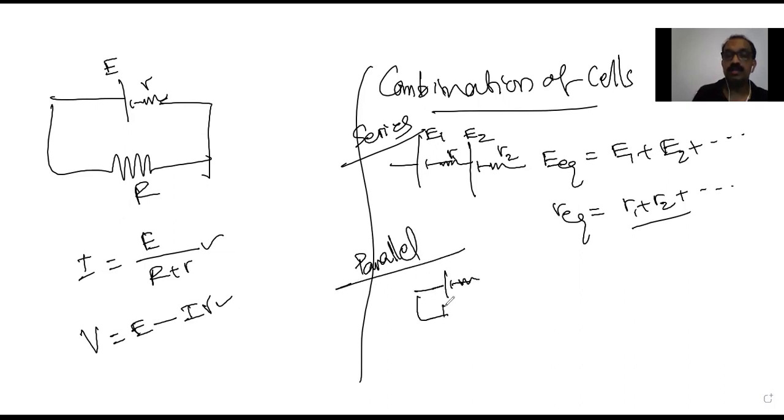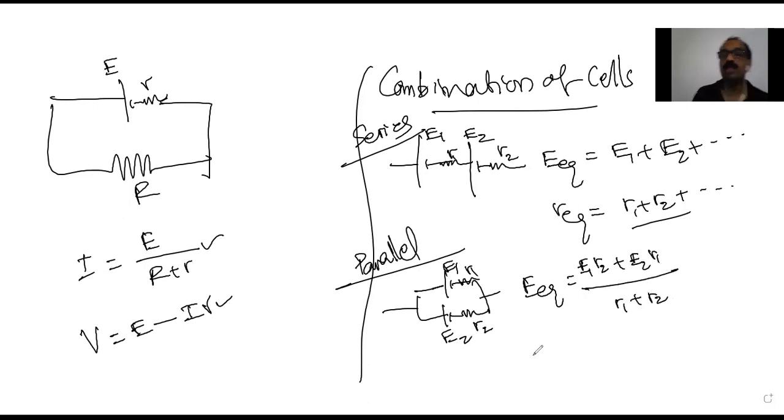But when we talk about parallel combination, cells are connected like this. One, two, like that. This is parallel combination. So if the cells have EMFs E1 and E2, internal resistances r1 and r2, then the effective EMF, that is equivalent EMF, is calculated using the equation E1 r2 plus E2 r1, the whole by r1 plus r2. This is the equation for the equivalent EMF when two cells are connected in parallel. Whereas equivalent internal resistance is r1 r2 by r1 plus r2.